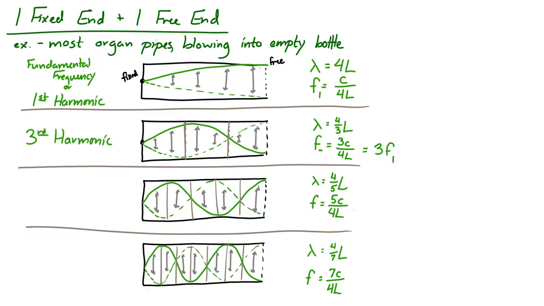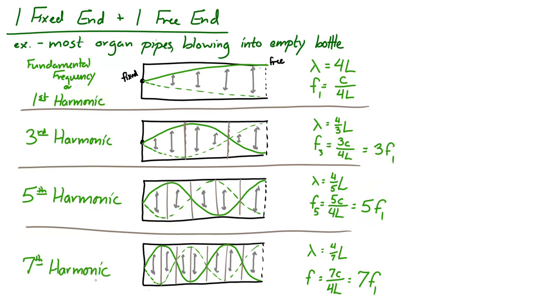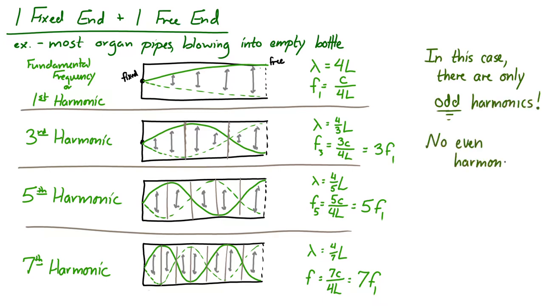And then this one right here, this is a frequency that's 5 times the fundamental. This one has a frequency that's 7 times the fundamental. So we have a fifth harmonic and a seventh harmonic. Notice that in a situation with a fixed end and a free end, we only get the odd harmonics. There are no even harmonics in a fixed free end situation.